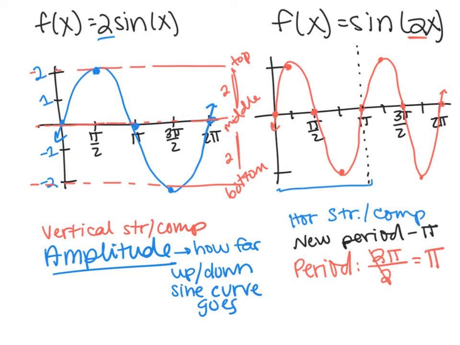So in summary, from the top half of that worksheet, you should have noticed the 2 outside affects the amplitude of the graph, how far up and down the graph goes. The 2 inside affects the period of the graph, which is how much it repeats.